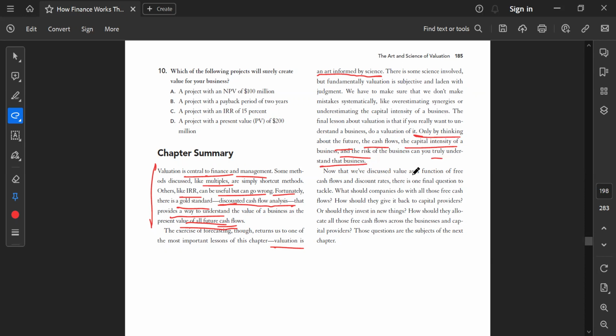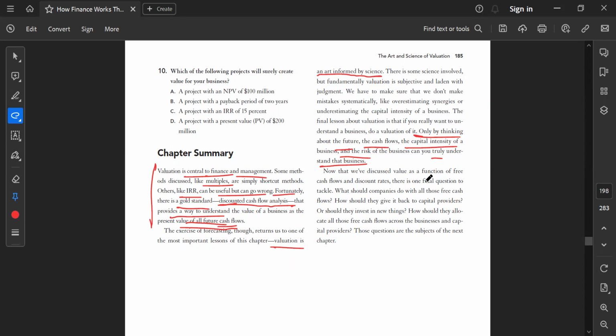Now that we have discussed value as a function of free cash flows and discount rates, there is one final question to tackle. What should companies do with all these free cash flows? How should they give it back to capital providers? Or should they invest in new things? How should they allocate all those free cash flows across the business and capital providers? Those questions are the top subjects of next chapter.